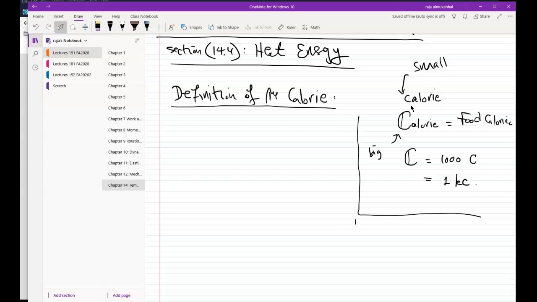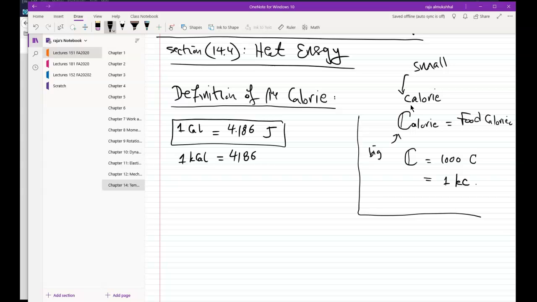All right, so 1 cal, again, we're talking about energy here, 1 cal for calorie is equal to 4.186 joule. This is an important conversion unit. 1 kilocalorie, 1,000 calories, is 4,186 joule. You can see that, I guess.